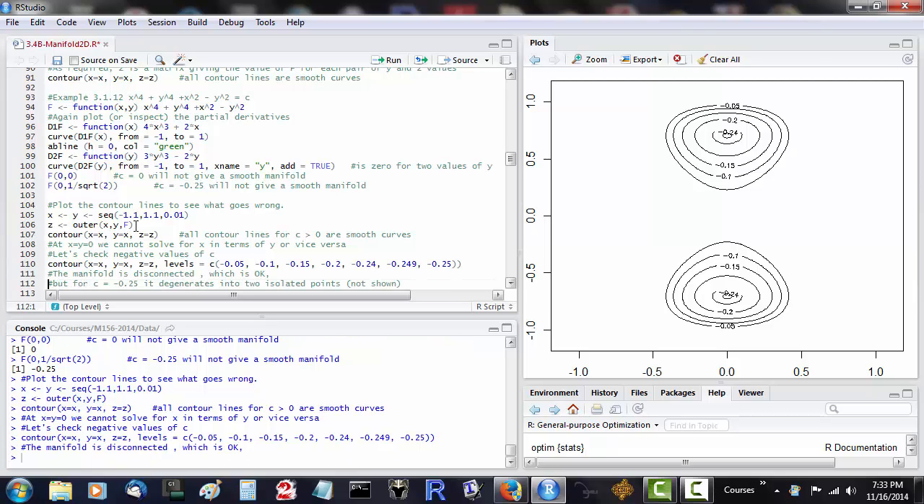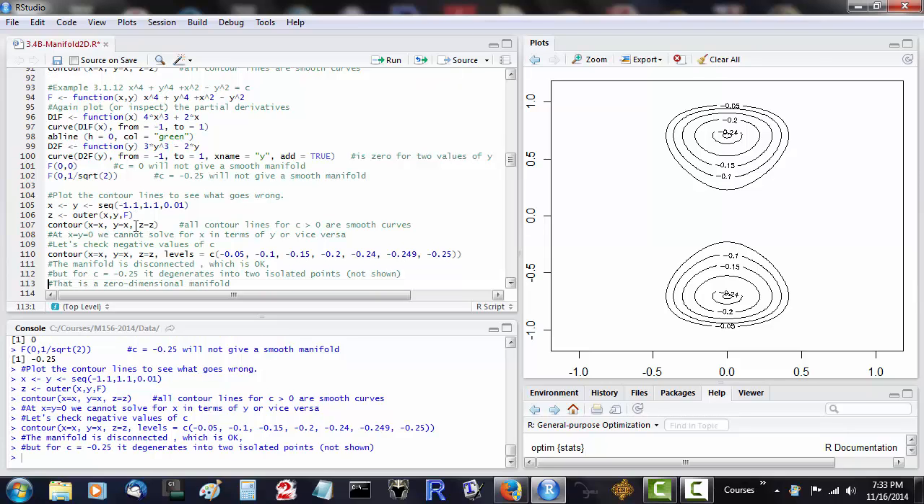But as c approaches 0.25, these curves degenerate into a pair of isolated points, which don't get shown, but they're in the middle of that circle for minus 0.24. That's not a one-dimensional manifold. It's a zero-dimensional manifold.